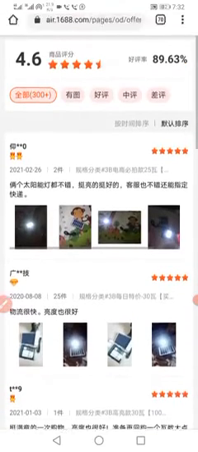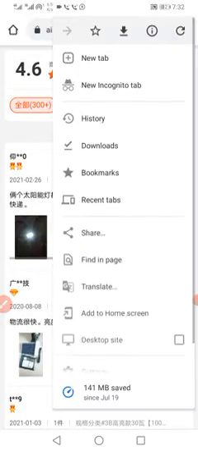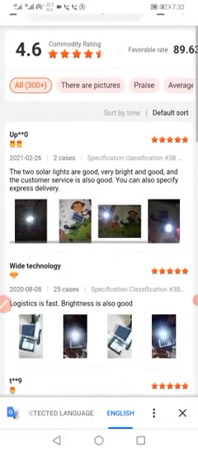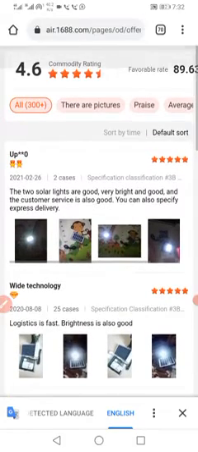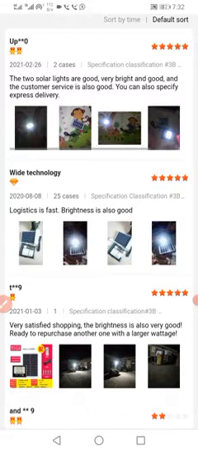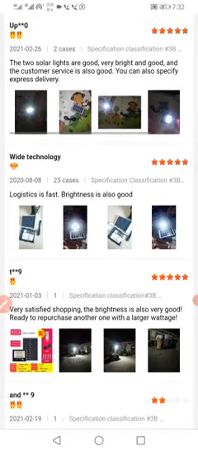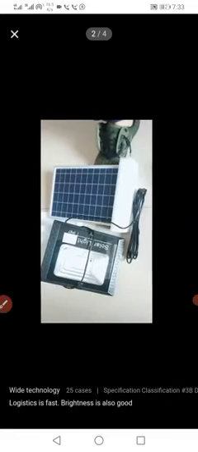So these are the reviews we have on this particular product. Let me see if we can translate this. Yes, as you can see, these are the reviews, okay. Very satisfying shopping. The brightness is also very good. Ready to purchase another one with a larger voltage. And you can even see that people are dropping images of the product. So review is also very, very important. Check the reviews of what people have been saying on the particular product.